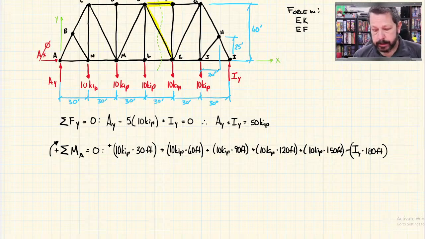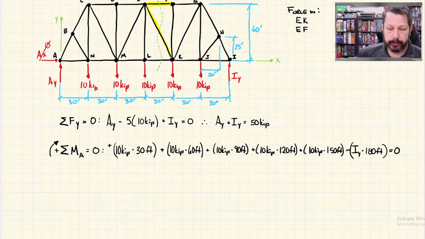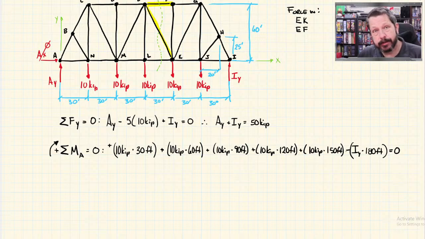All of those multiplications and additions, that has to add to 0 for the truss to actually not be rotating about point A. Those are all the external forces taken into account, all the forces that could possibly make the truss rotate about any point, and we're looking at A. So if they don't add to 0, then that means that the truss is rotating about point A, and I know it's not.